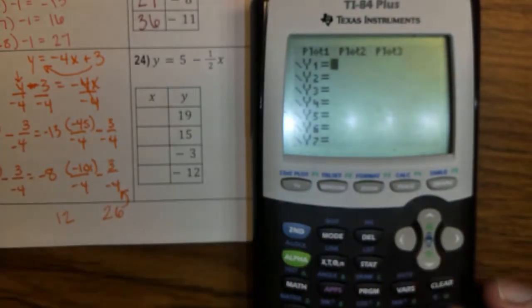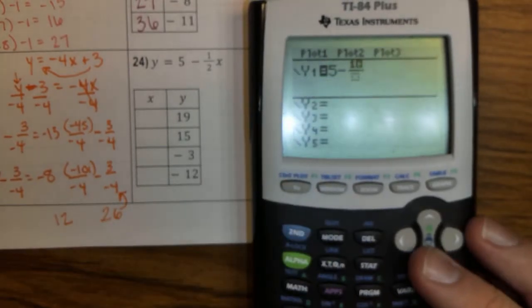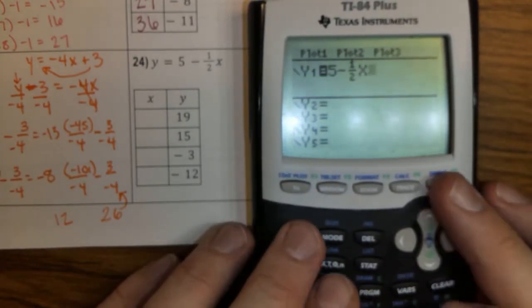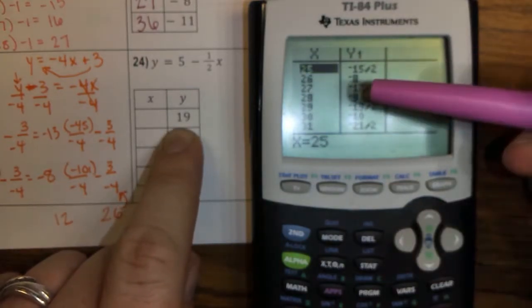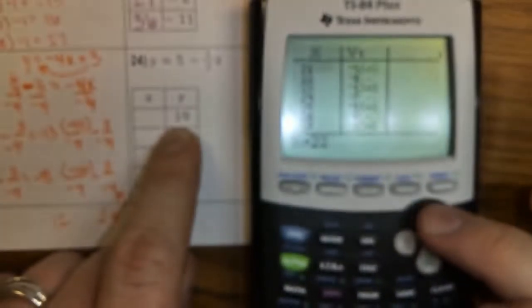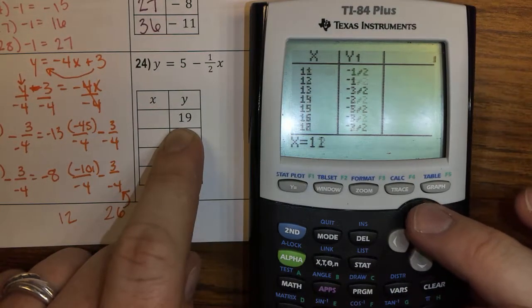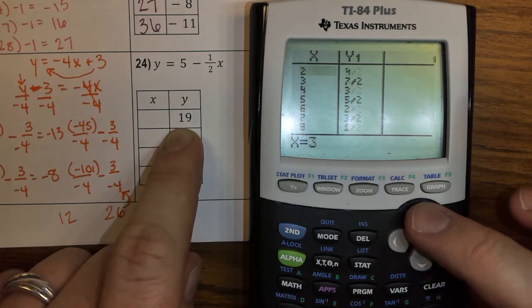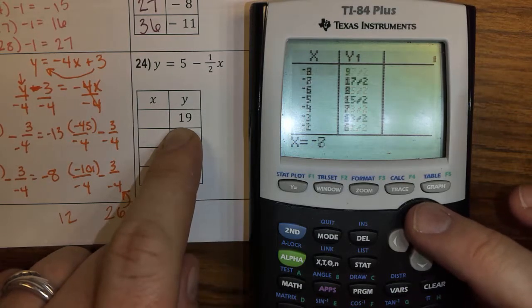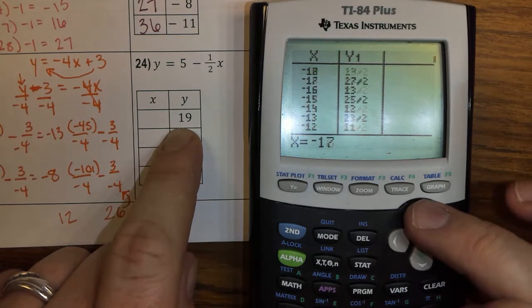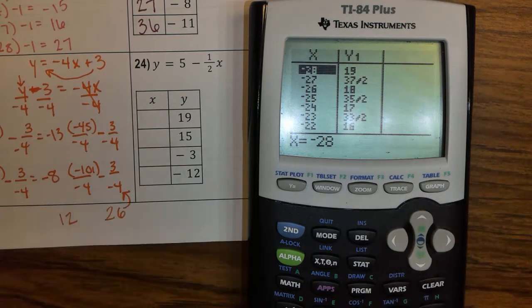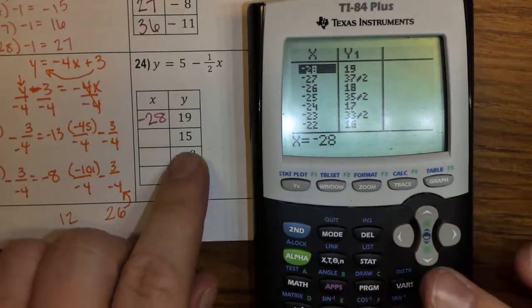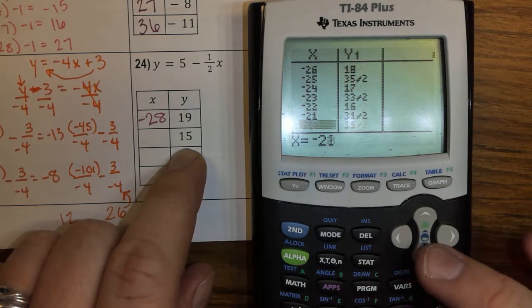So y equals, I'm going to type in my equation, 1 over 2x, second graph, and I have to find all these now. So I need 19, and I'm only at negative 8. So I've got to go way the heck up here. I'll get there eventually. 19, look at that. Negative 28. Okay, now I want to look at 15. It's not too far away.